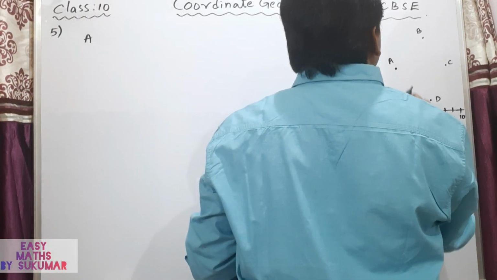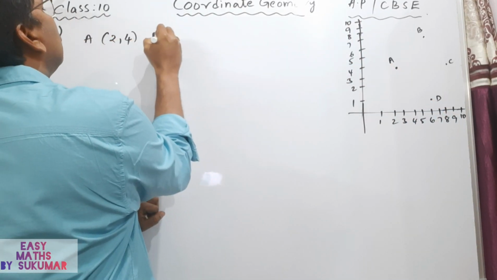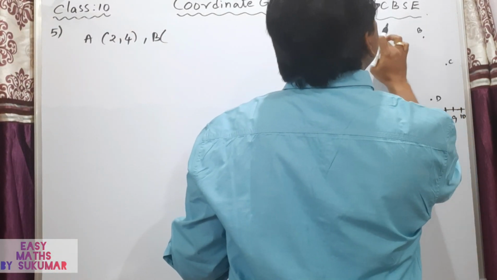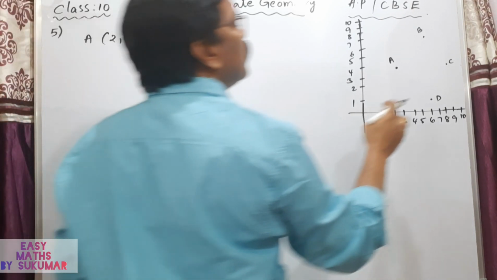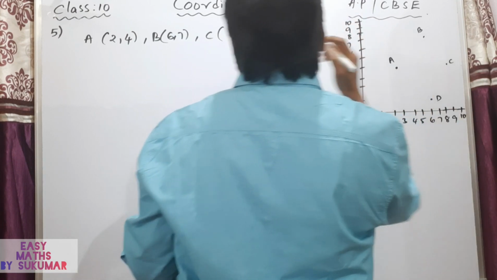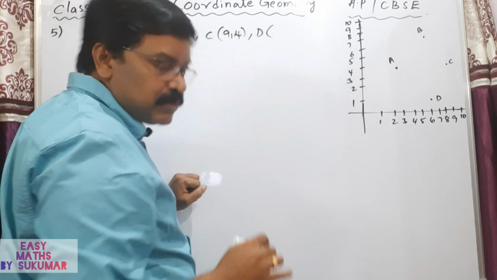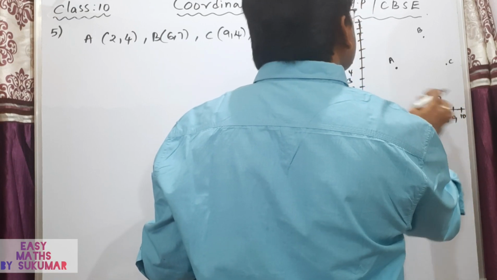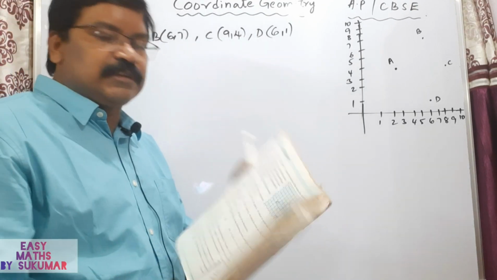So the coordinates of A here is 2, 4, and the coordinates of B are 6, 7, and the coordinates of C are 9, 4. Let us verify with this question in the textbook also. Here, what about D, students? 6, 1. This is 6, 1. Let me verify here in this figure.